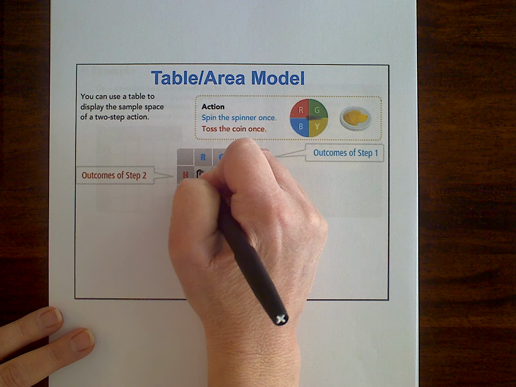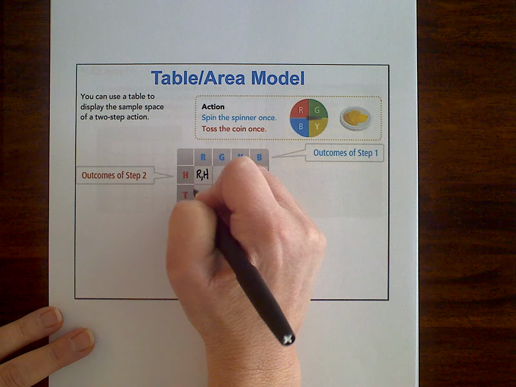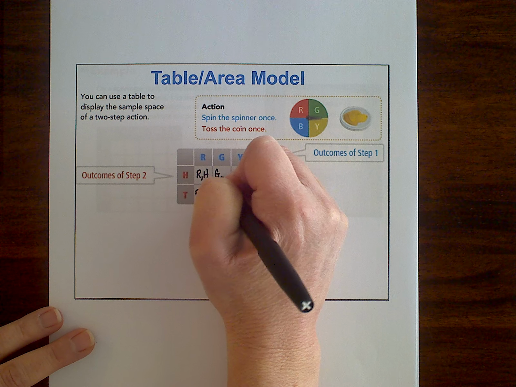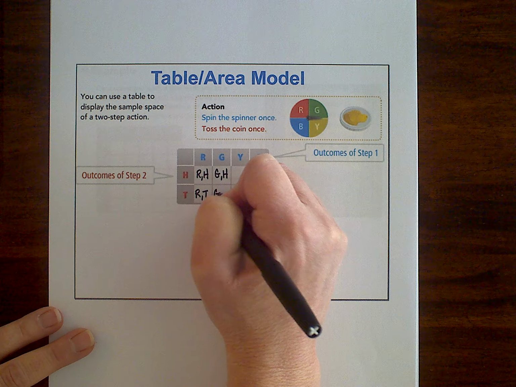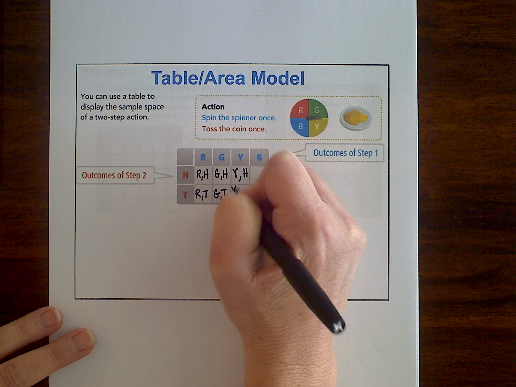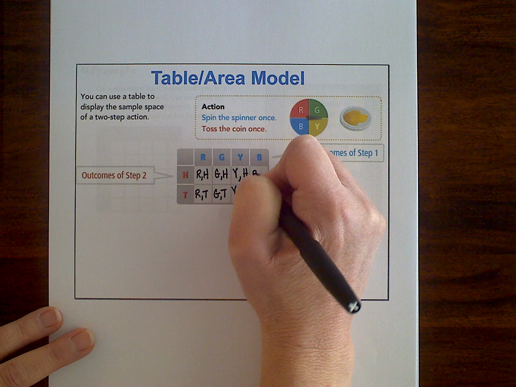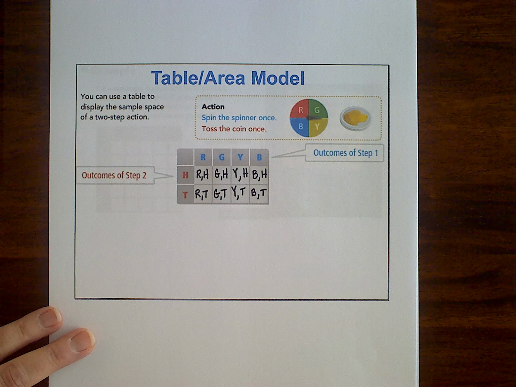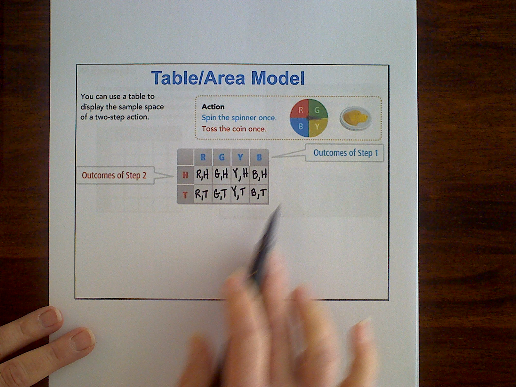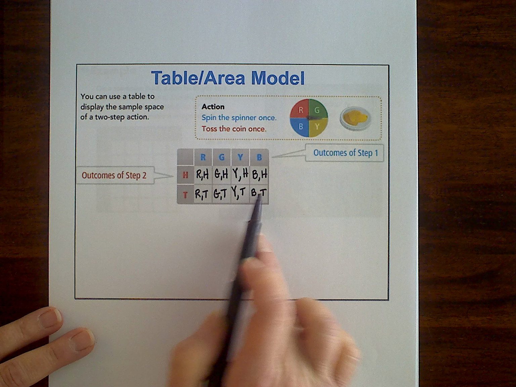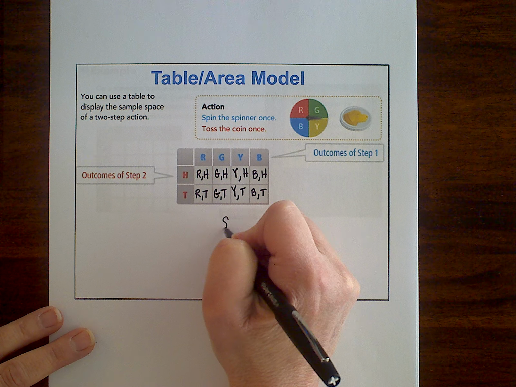So this is going to be red with heads, red and tails. Green, heads, green, tails. Yellow, heads, yellow, tails. Blue, heads, and blue, tails. And it wants to know what's our total number of outcomes. And again, we can count this 1, 2, 3, 4, 5, 6, 7, 8. So we have 8 outcomes.